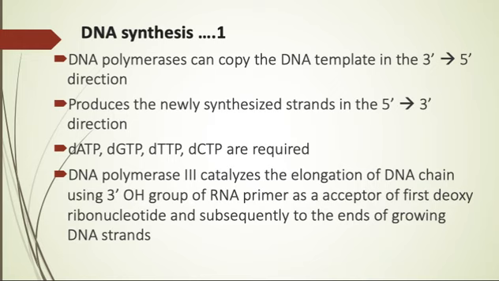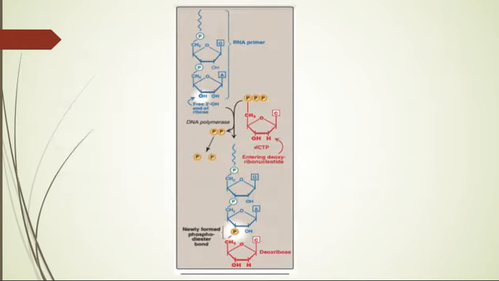Okay, so here you can see the next slide. This is the deoxy CTP entering as a deoxyribonucleotide, and this is the RNA primer. The free hydroxyl group of the ribose of the RNA primer is taken up by the DNA polymerase enzyme, and it forms a new phosphodiester bond that leads to the elongation, or the synthesis, of the new DNA strand.